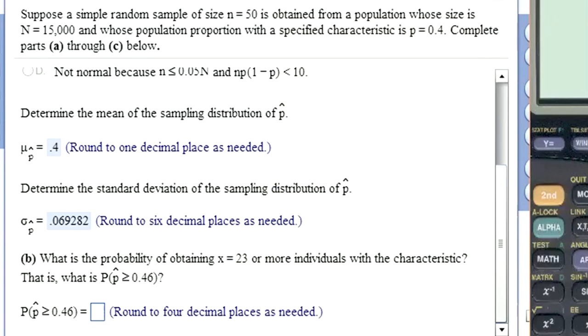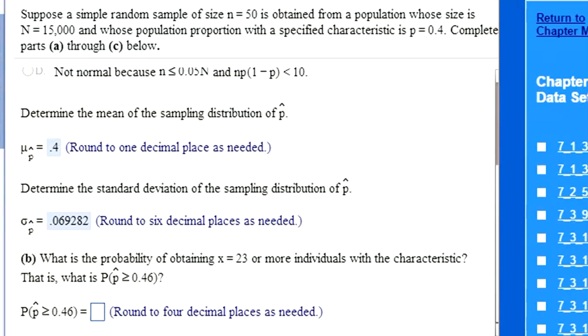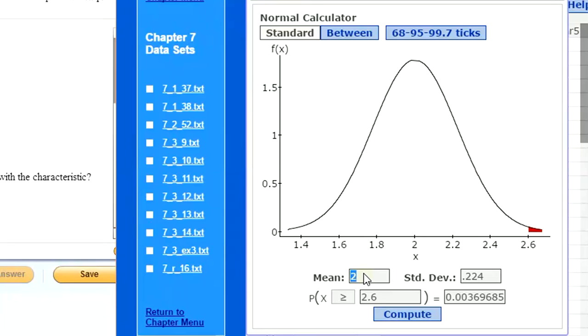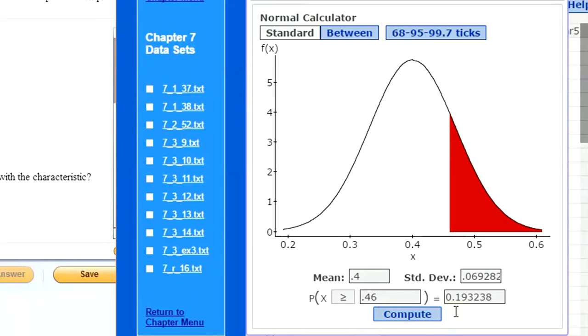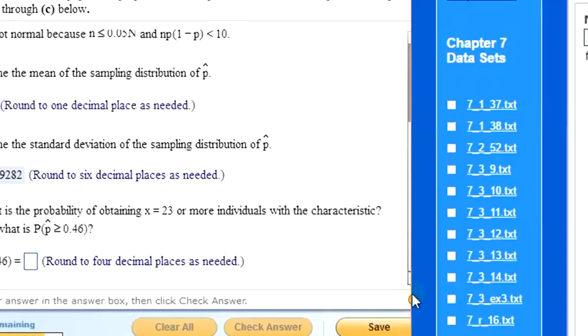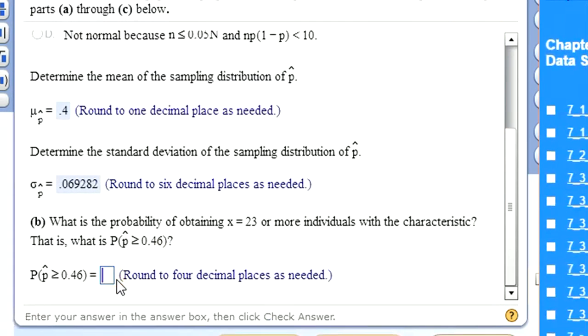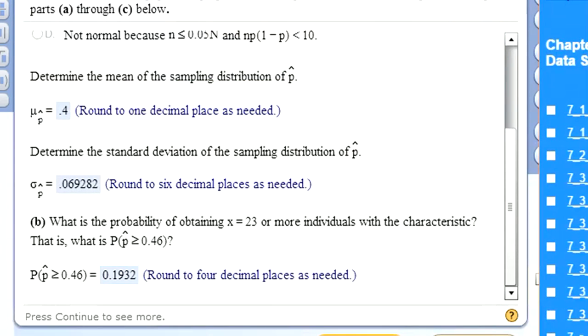Now we can answer a probability question. Let's type in the mean, 0.4, the standard deviation, 0.069282, and what's the probability that we get a value greater than 0.46? Well, that probability is 0.1932. There we go.